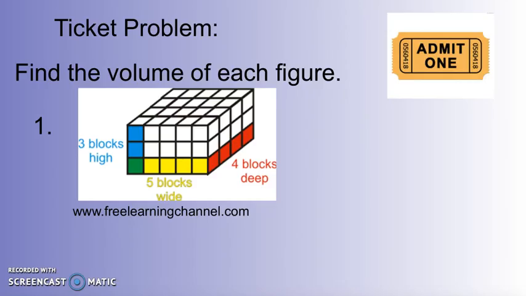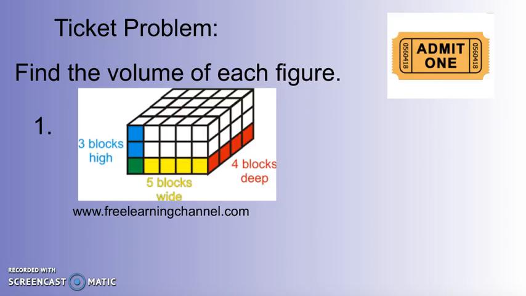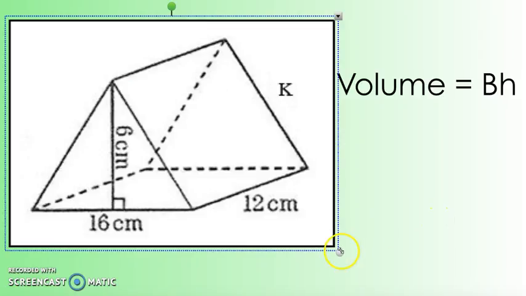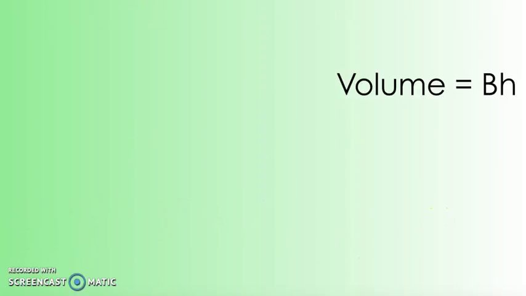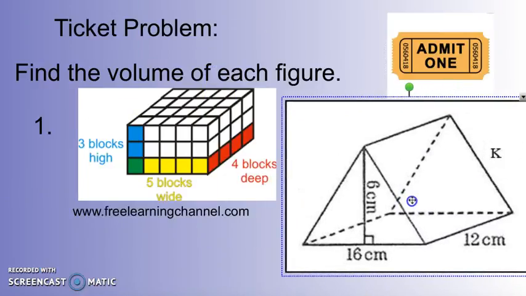What I would like for you to do, so for our ticket problem, we're going to do 2 different ticket problems. So first of all, I would like for you to find the volume of this triangular prism. And then I would like you to find the volume of this rectangular prism. Okay, so we are going to have 2 ticket problems. So I'm going to bring this one over and put it over on the other page so you can copy this down. So I want you to find the volume of this rectangular prism and this triangular prism.